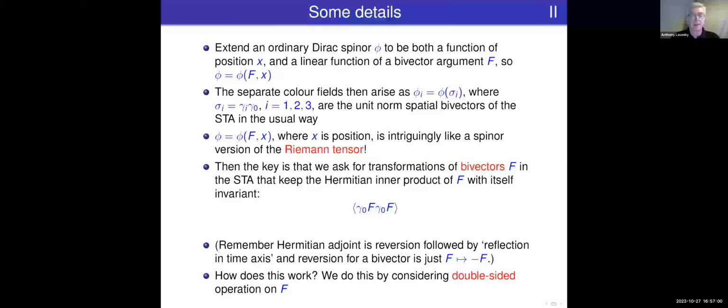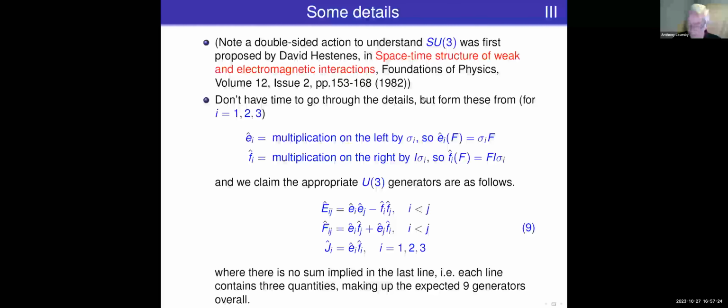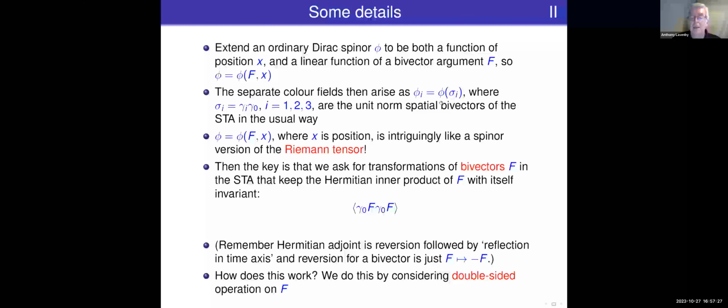So what we're going to do is we're going to extend an ordinary Dirac spinor phi to be both a function of position x and a linear function of a bivector argument f. So phi is phi of f and x. And then looking at the SU3 in relation to color, the separate color fields then arise as phi I equal to phi on sigma I. You can think of these as the separate color fields, where the sigma I is the same ones we had before, gamma I, gamma naught. And they're the unit norm spatial vectors of the STA in the usual way.